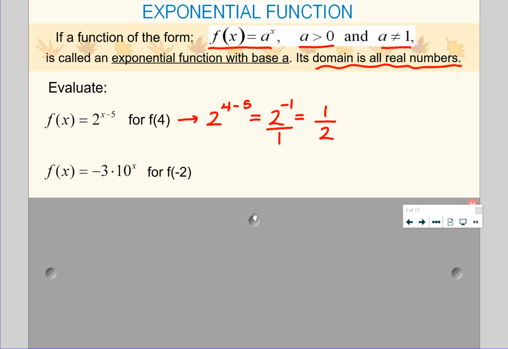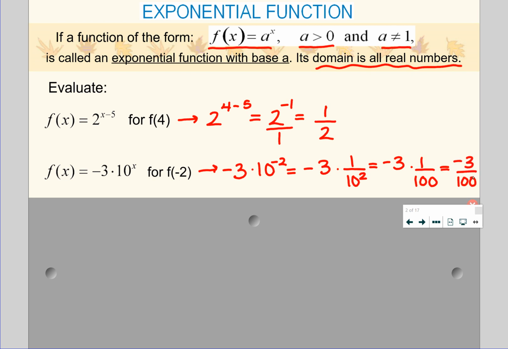Let's look at the next one. Negative 3 times 10 to the x power. If I evaluate for negative 2, that's negative 3 times 10 to the negative second. 10 to the negative second can be written as 1 over 10 squared to make that exponent positive. 10 squared, and that denominator is 100. And then if I multiply straight across, I'm going to have negative 3 over 100, or the decimal equivalent of that is negative 0.03.